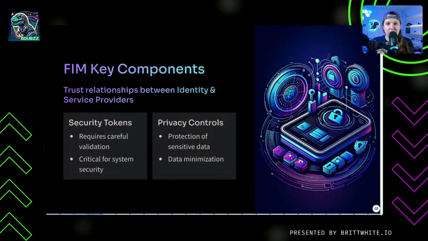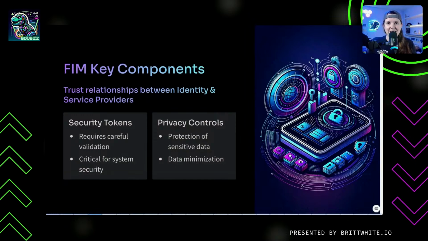Next, we have security tokens. These aren't just random bits of data. They need careful validation at every step. One compromised token could mean unauthorized access across multiple systems. And finally, we can't forget about privacy. When you're sharing identity information between organizations, you need strong privacy controls. Every piece of data shared needs to be necessary and protected. Remember, you're not just protecting usernames. You're protecting sensitive personal information that could be valuable to attackers.